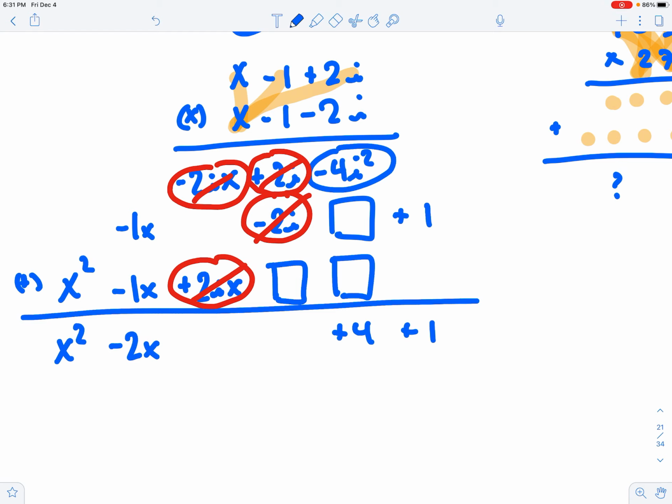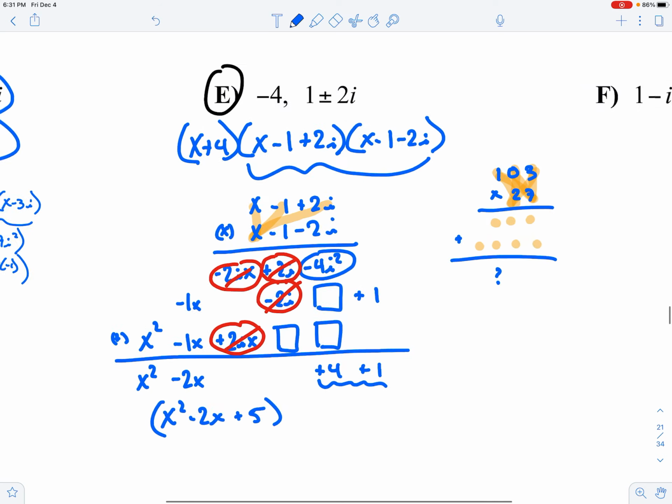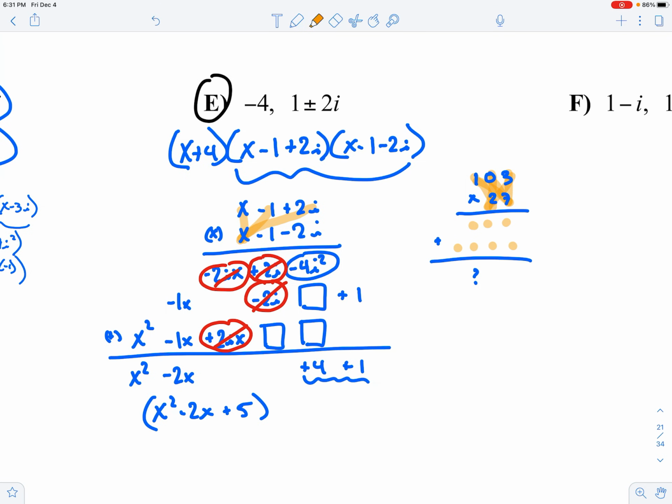So look what I end up with. I end up with x squared minus 2x plus 5, and that's what I get out of that big mess, right? So I started with this thing, which is really messy, and I end up with this thing, which is really not messy at all.